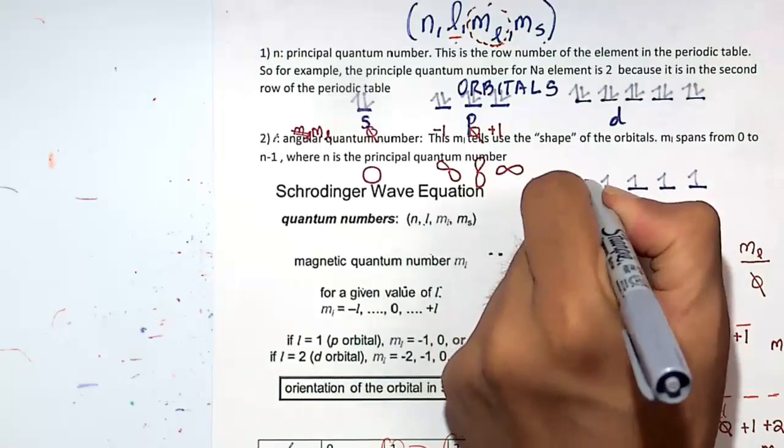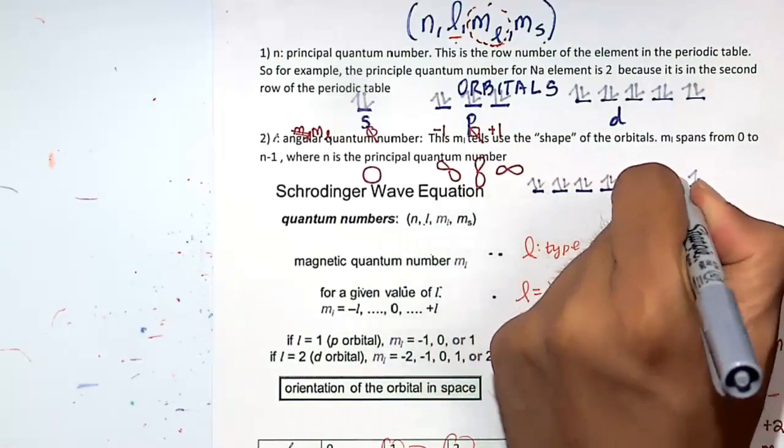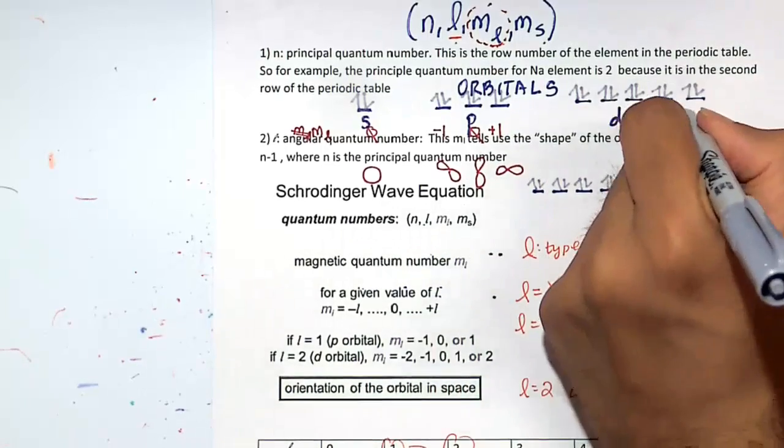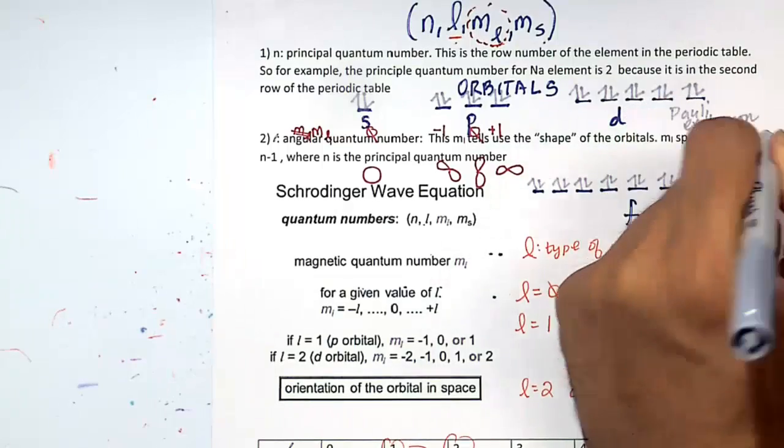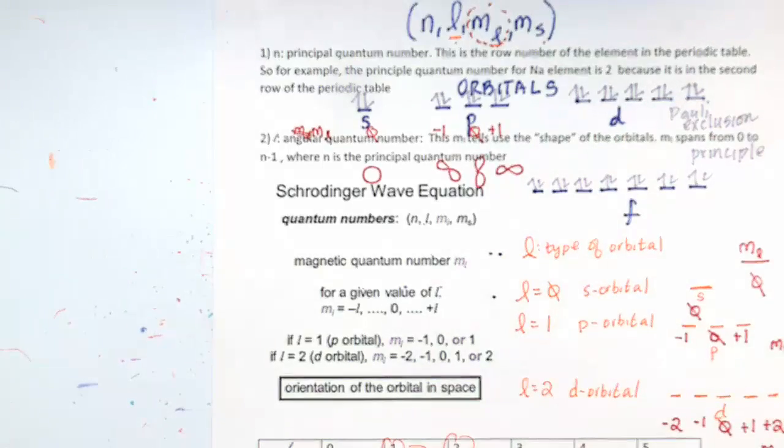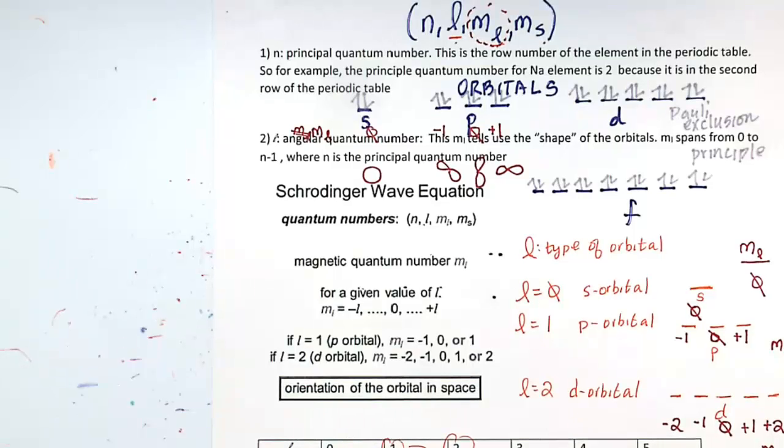This is called the Pauli exclusion principle. Not something you need to know, but I'll just throw it out. Spin up, plus 1/2, plus 1/2, plus 1/2, and then they'll pair, minus 1/2, minus 1/2, minus 1/2.